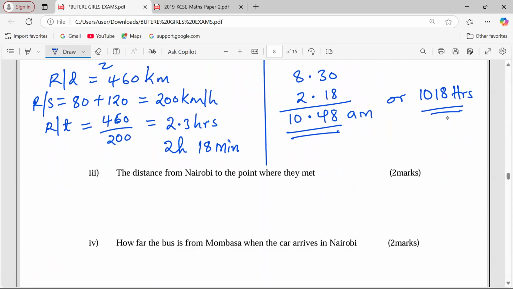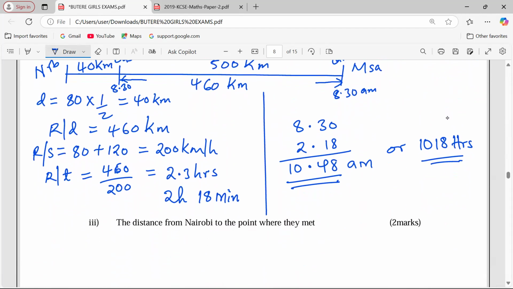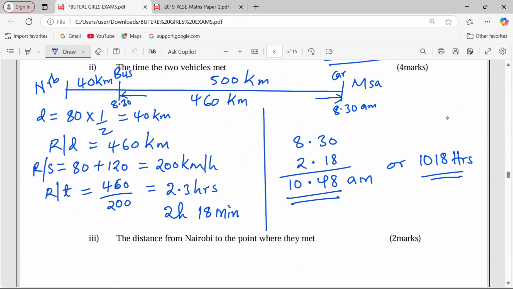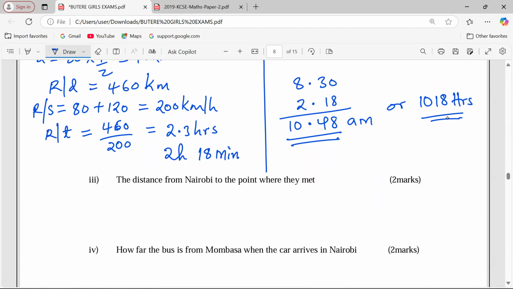Now look at Roman 3. The distance from Nairobi to the meeting point. We can consider the vehicle which is moving from Nairobi. So the vehicle which is moving from Nairobi is the bus. The bus is having a speed of 80 and it will move for 2.3 hours for them to meet. So the distance covered by this bus will be time times speed. So 2.3 multiplied by speed of 80, giving us 184 kilometers.